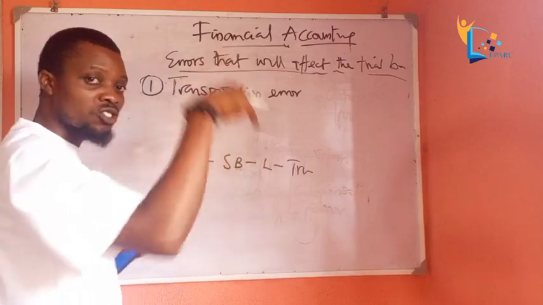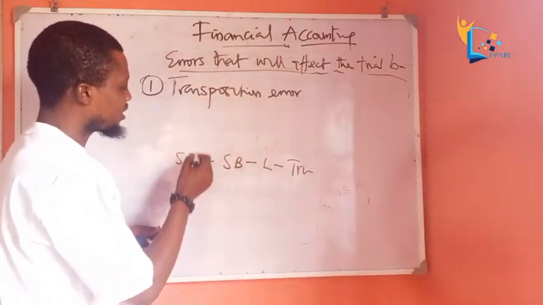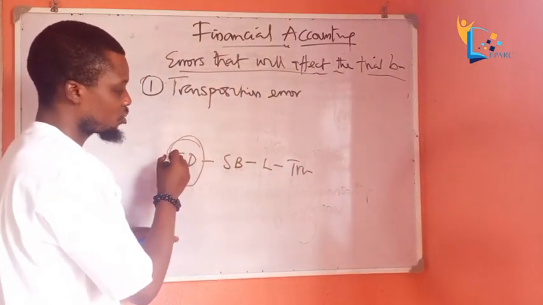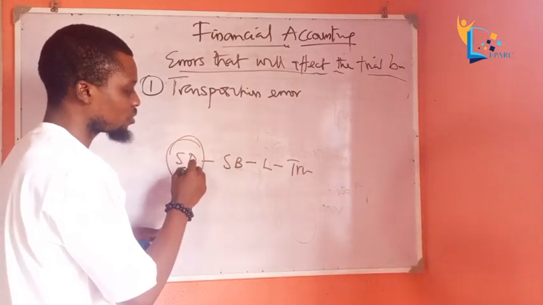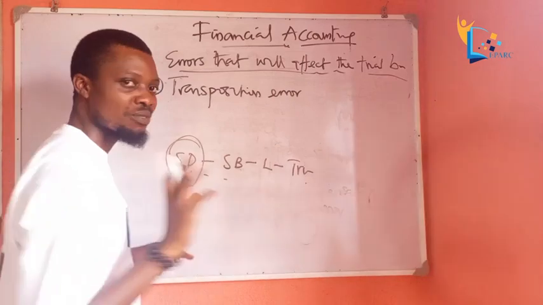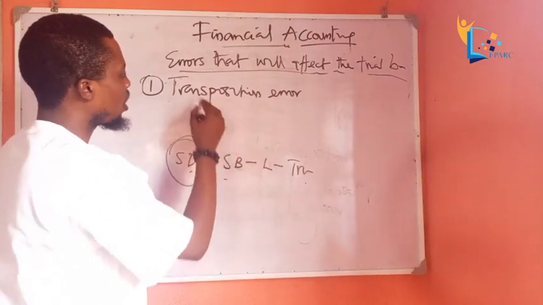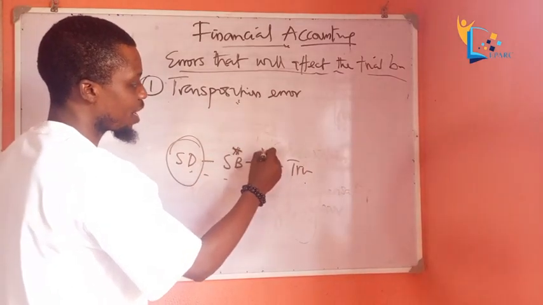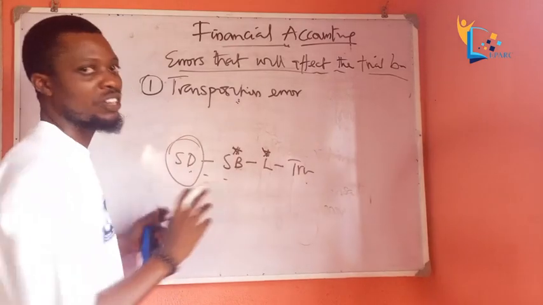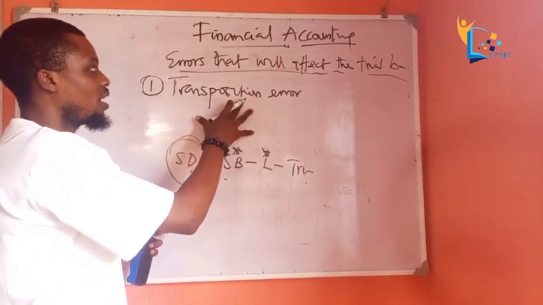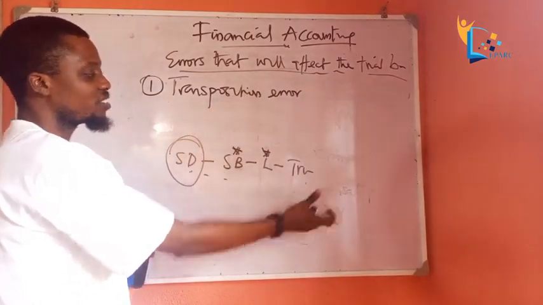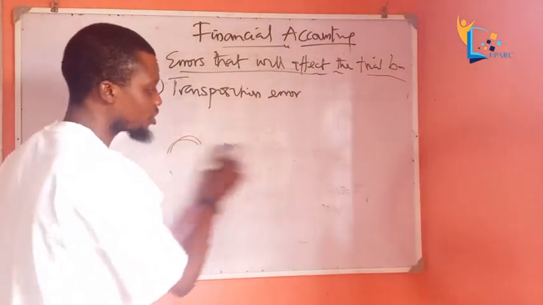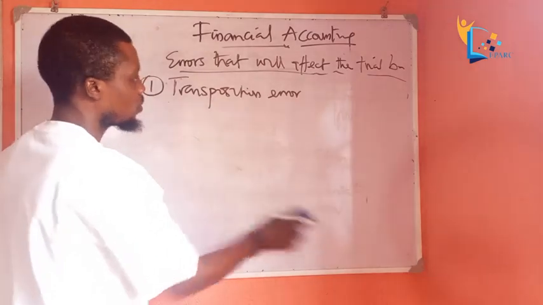Now, the transposition we mentioned earlier is from the source document point. If it happens from this point and you maintain it till the end, it will not affect your trial balance. But if somewhere along the line this transposition happens, it will affect your trial balance. That is why the transposition here is not the same as the other one we mentioned earlier. Okay, all right.